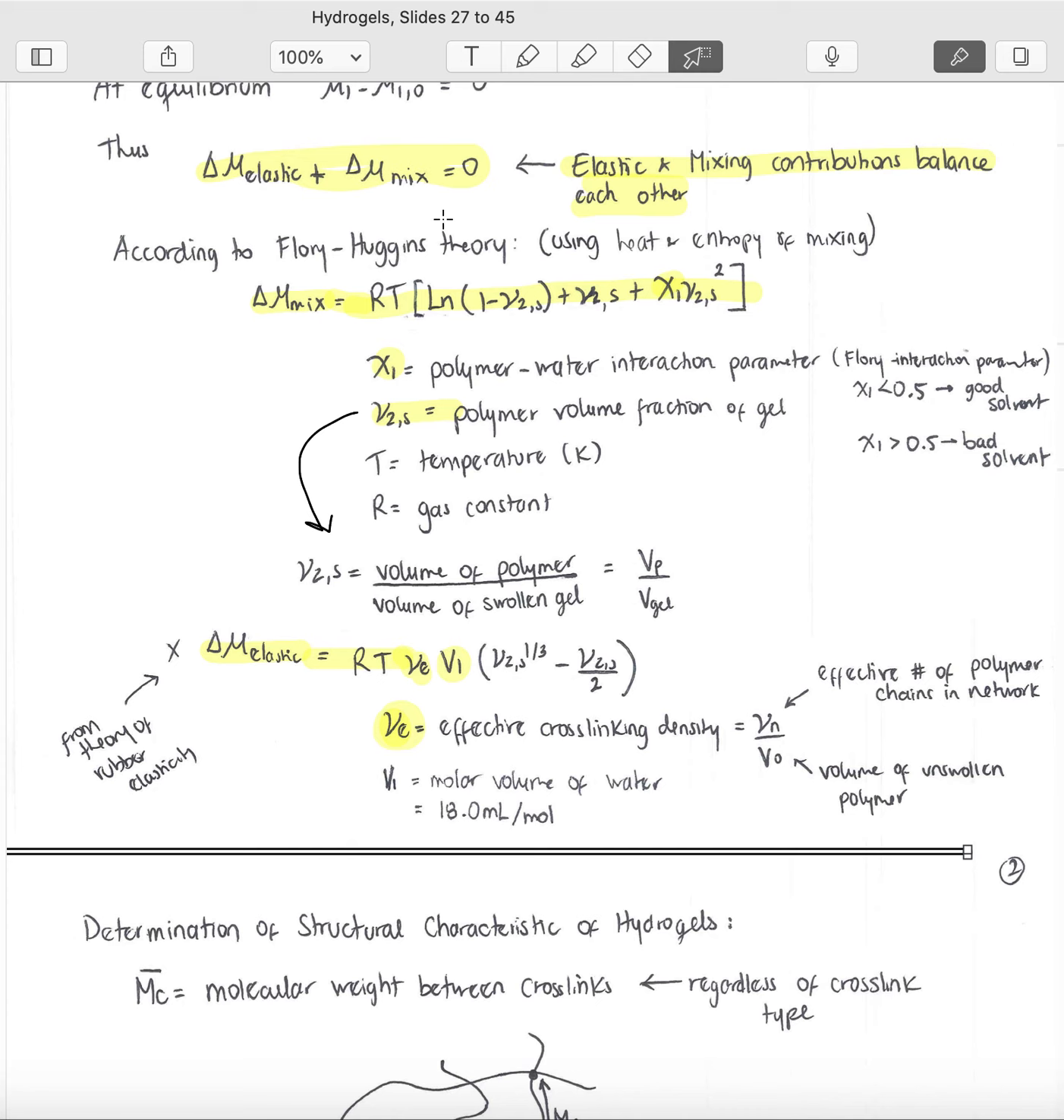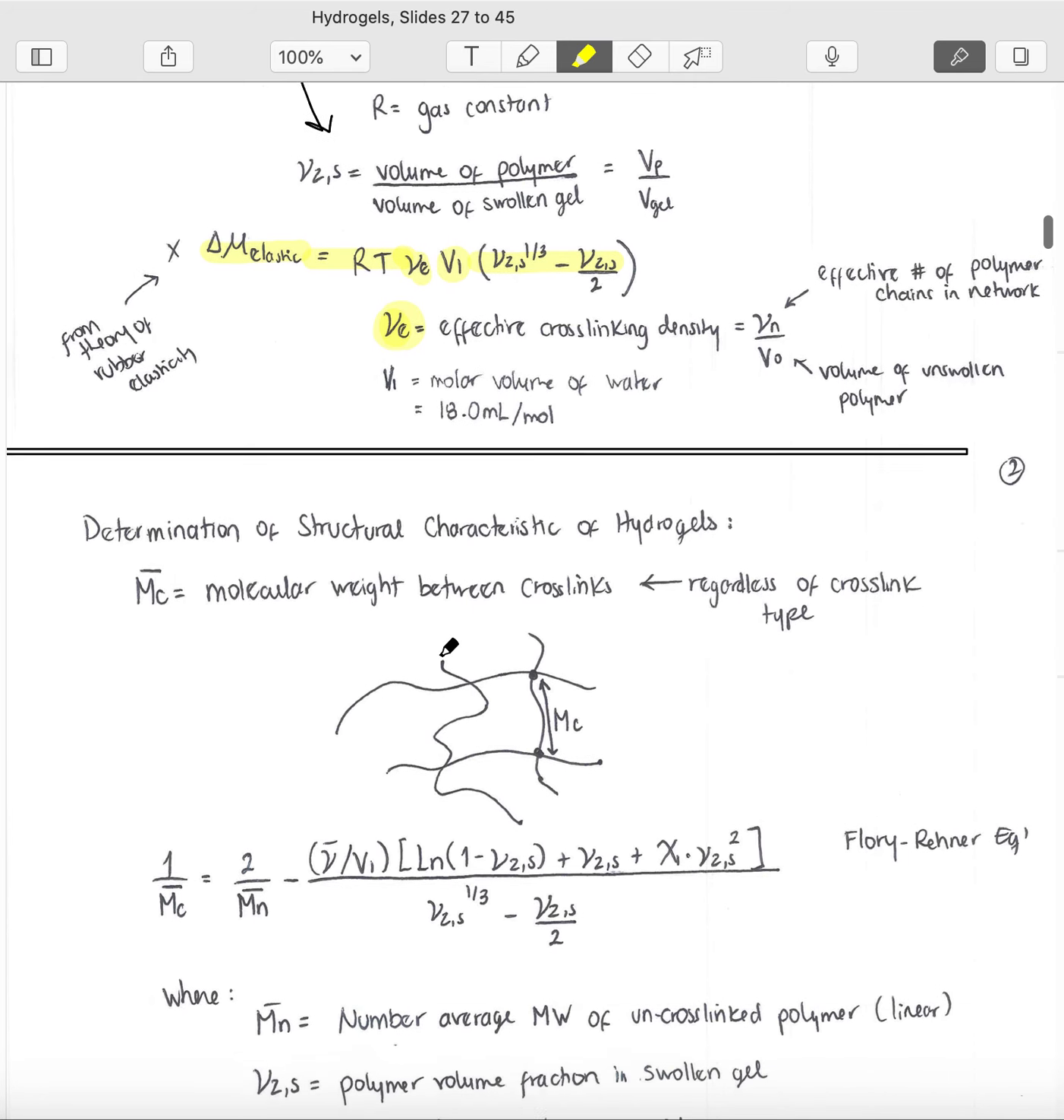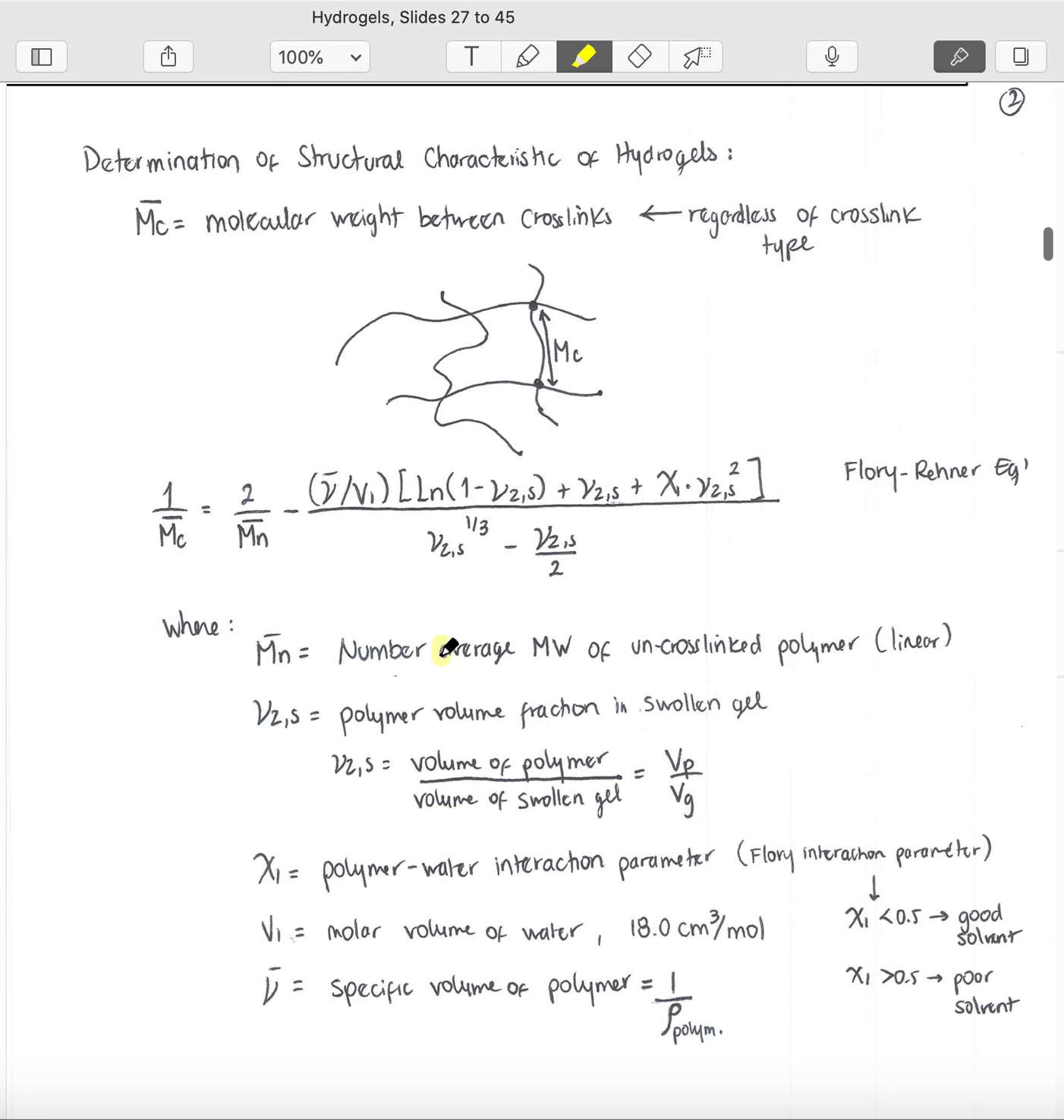All right, so again, we're going to be taking those two equations and setting them into this equation, and then solving for VE, which includes the molecular weight between crosslinks. Now, from those equations, we can determine the molecular weight between crosslinks, which is M sub C, basically defined, as the name implies, as the molecular weight in between two junction points. And those junction points could be chemical crosslinks, or they could be physical crosslinks as well. So it doesn't matter which type of crosslink we're talking about here.